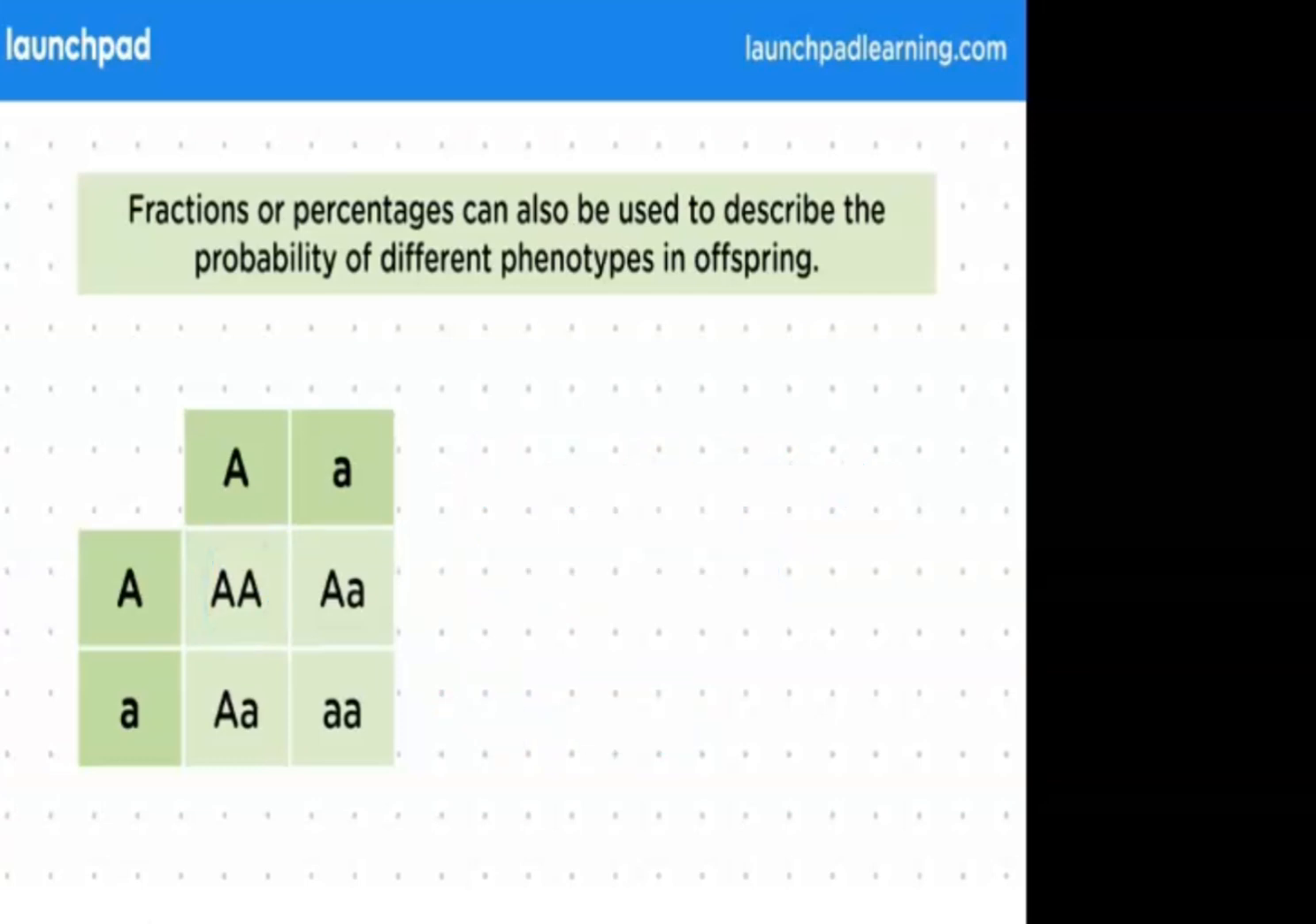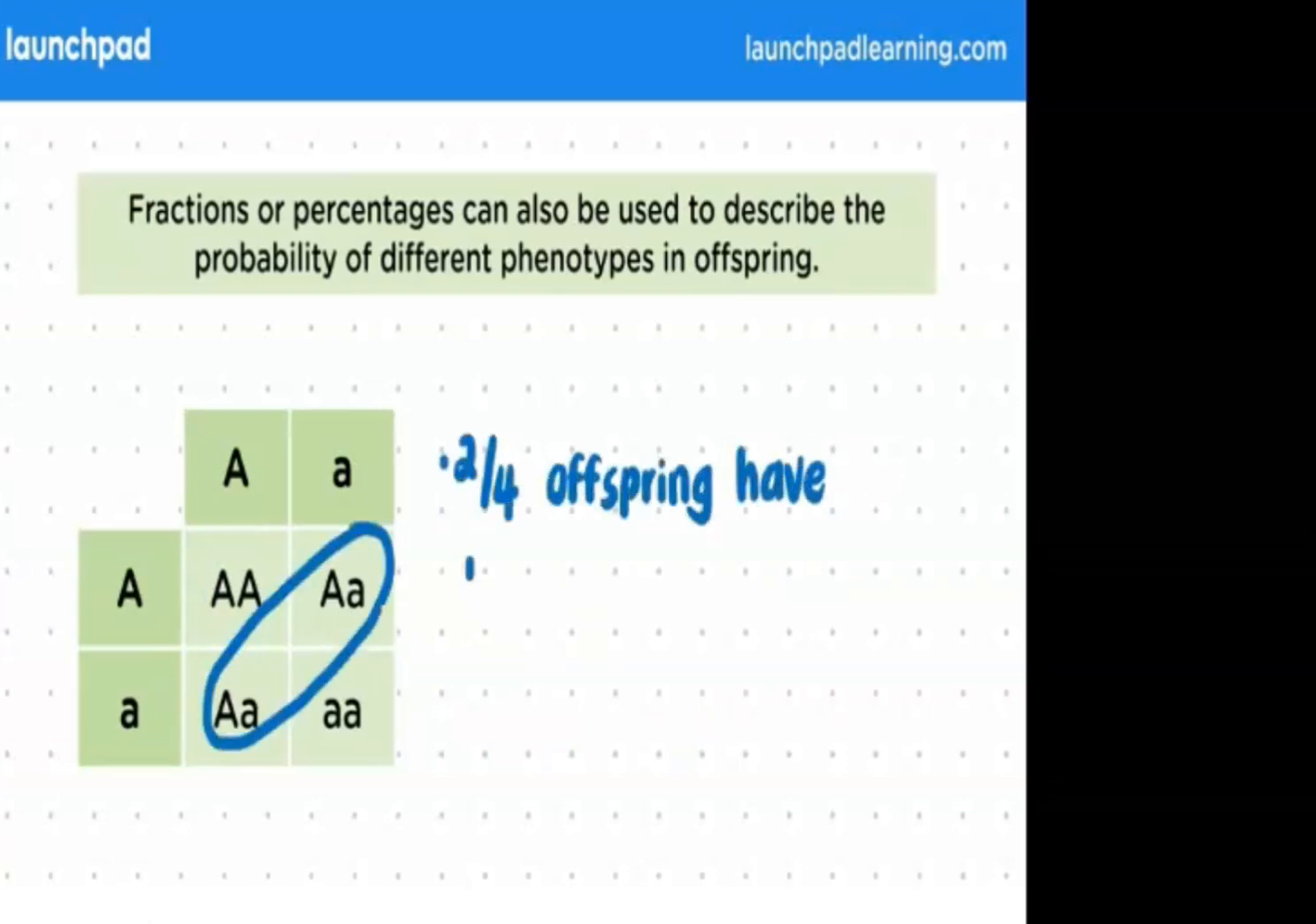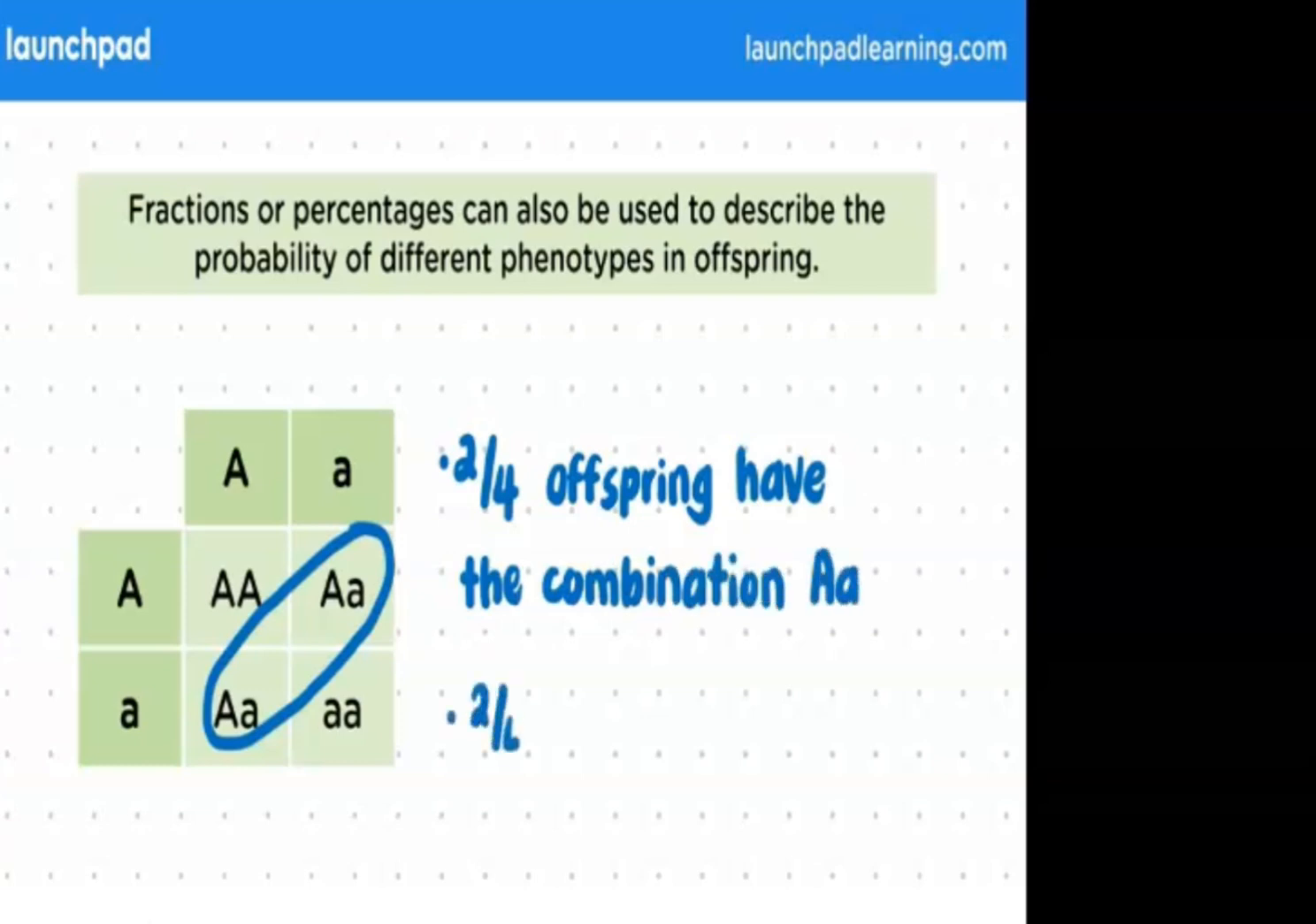Now let's have a look at the heterozygous genotype. Circling these, we can see that 2 out of 4 of the offspring have the combination of uppercase A and lowercase a. 2 out of 4 equals a half if we simplify the fraction, which is equivalent to 50%. So there's a 50% probability of the offspring having a heterozygous genotype.